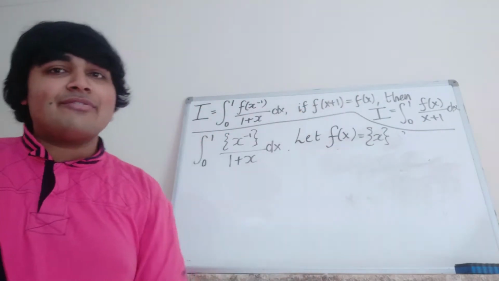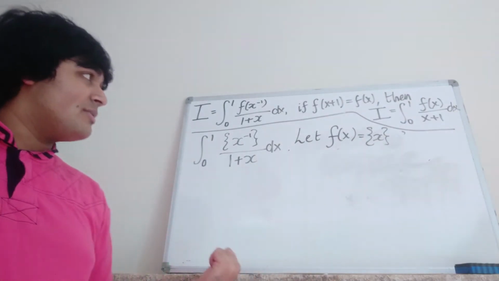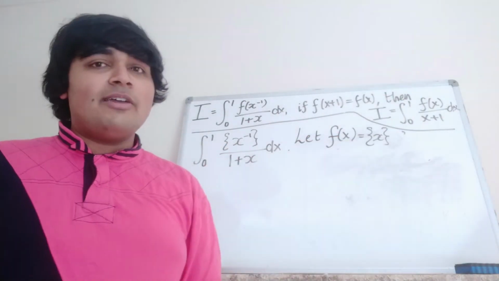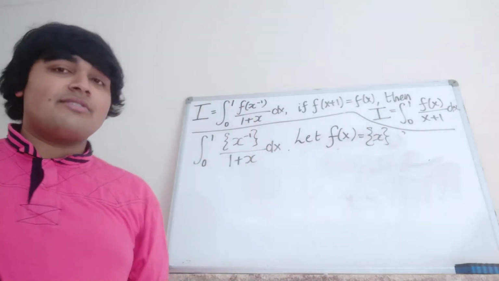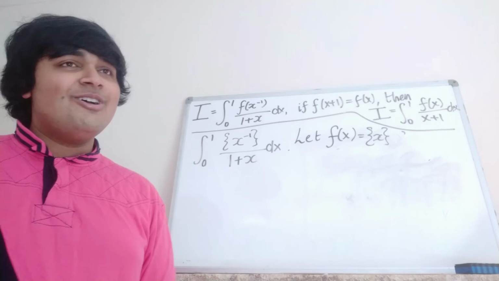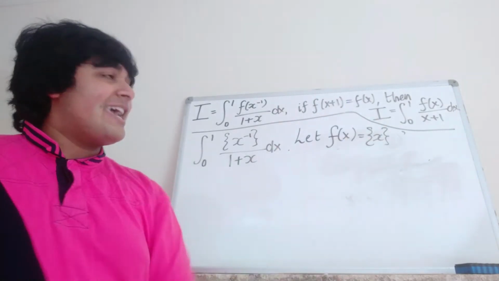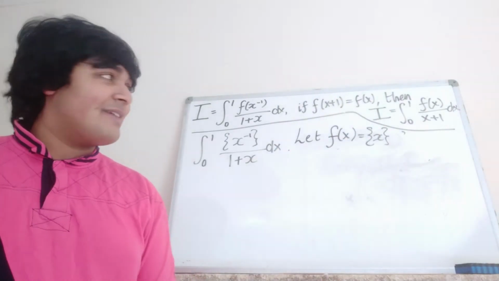Next, we want to check that f of x plus 1 equals f of x, and if that holds true, then we can apply what we proved before and write this as a different integral. So the integral of just the fractional part of x as opposed to the fractional part of x inverse. But firstly, we've got to check that f of x plus 1 equals f of x for all x.